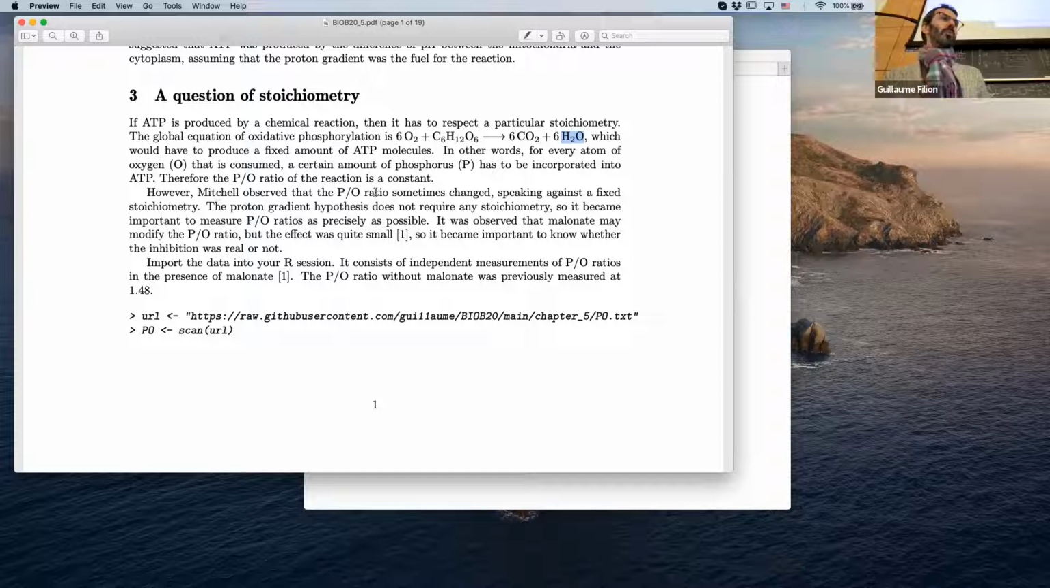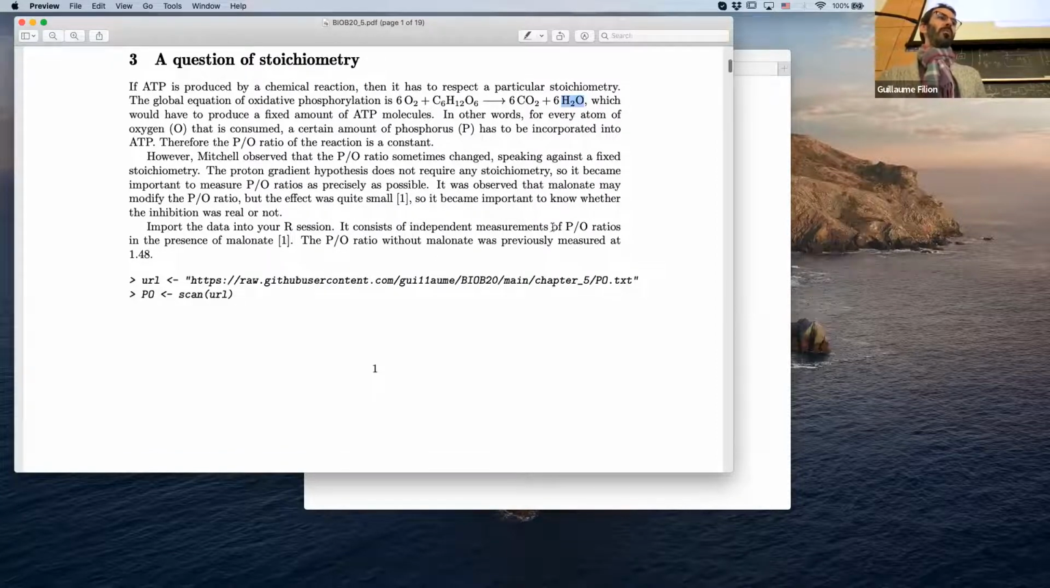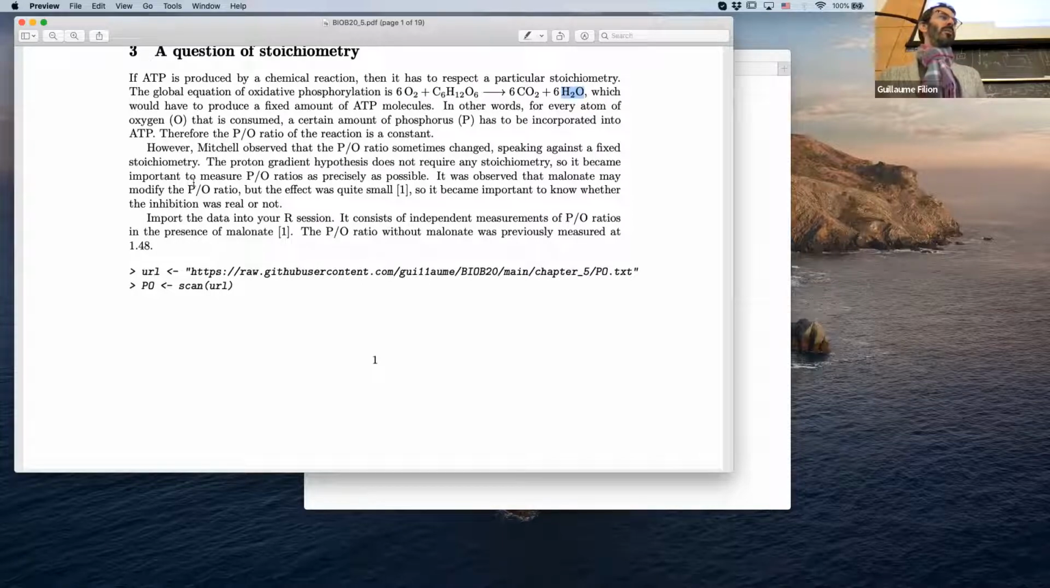The proton gradient hypothesis does not require any stoichiometry, so it became important to measure the P to O ratios as precisely as possible. It was observed that malonate may modify the P to O ratio, but the effect was quite small. So it became important to know whether the inhibition was real or not.